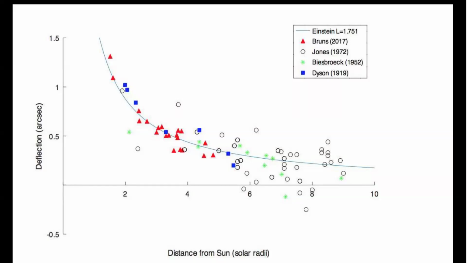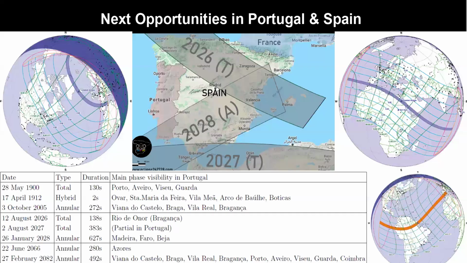So the ones from 1919, the ones from Don Bruns, and several others. This is the deflection that you get as a function of distance from the sun. So you get 1.75 arc seconds at the distance of one solar radius. As you move away, the deflection goes as 1 over the radius, so it decreases. And you see, you get what is consistent with Einstein's prediction, but there's still a significant scatter, which again shows you it's a technically challenging experiment.